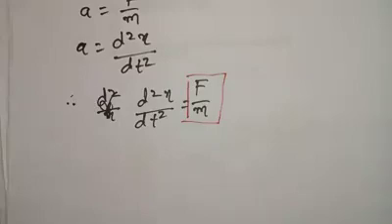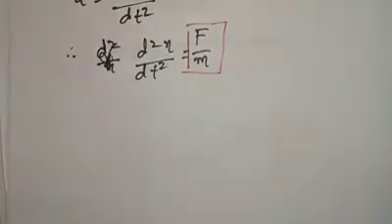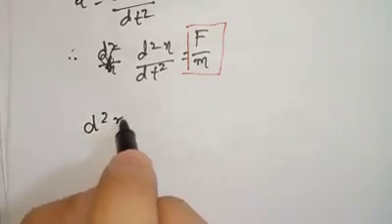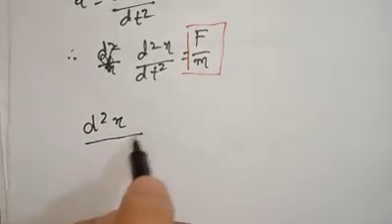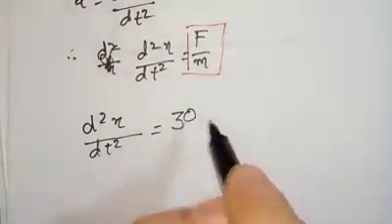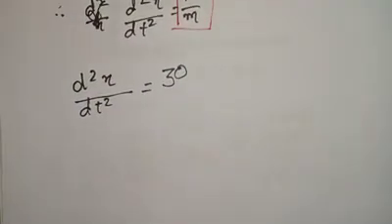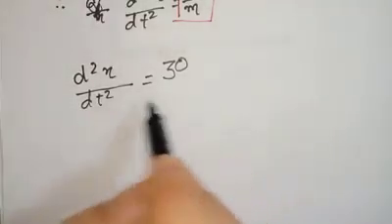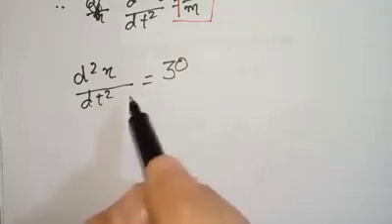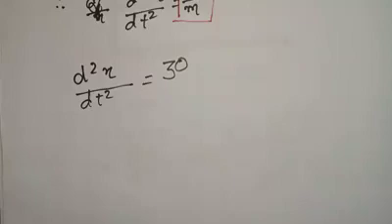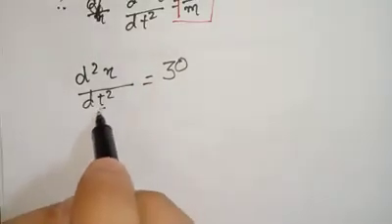Now, say for example, we take this particular part. So now we are going to solve. I take an example, say d squared x by dt squared equals 30. Right, and we are going to solve it out. In order to solve it out, I will just integrate both these sides with respect to t. So we will solve with respect to t.